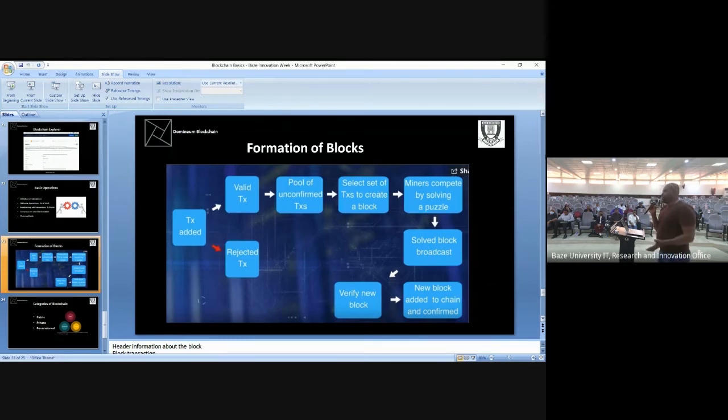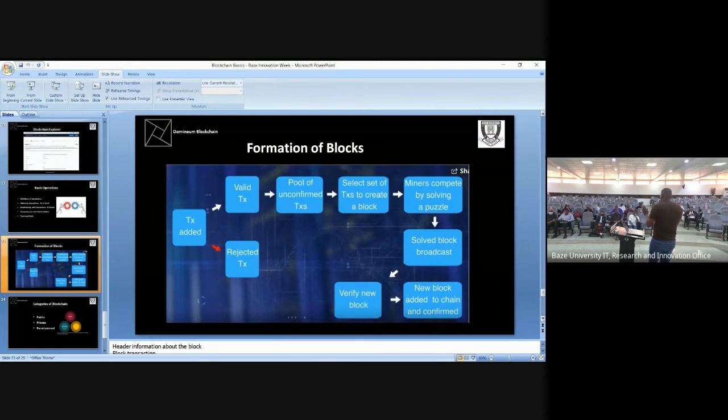And miners will now compete by solving a puzzle. That's where you get the miner's fee. Whoever solved that puzzle broadcasts it through the whole network, and the other nodes on the network will verify that. But what do they verify? What is the hash of this? Does it correspond with the former hashes we have? That's what we actually do.